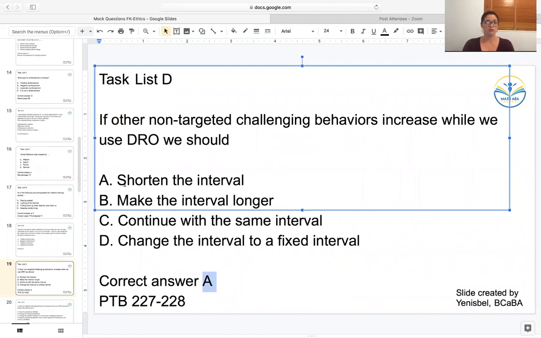But you guys were right. It's shorten. We need to shorten the interval, not make the interval longer. And I like the fact that Tamatha explained that it is because they need to encounter reinforcement faster. That's the key thing, right?